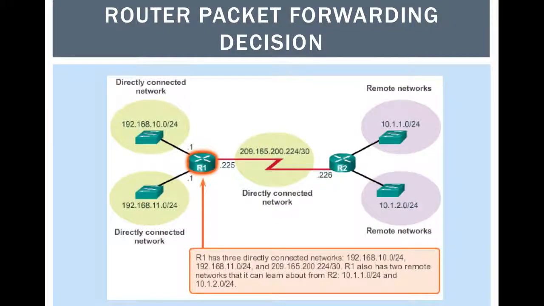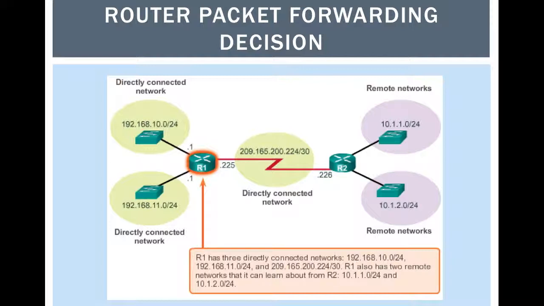Router packet forwarding decision. When a host sends a packet to another host, it will use its routing table to determine where to send the packet. If the destination host is on a remote network, the packet is forwarded to the address of a gateway device. When a packet arrives on a router interface, the router looks at its routing table to determine where to forward the packet: directly forward it, or forward it to the default gateway.